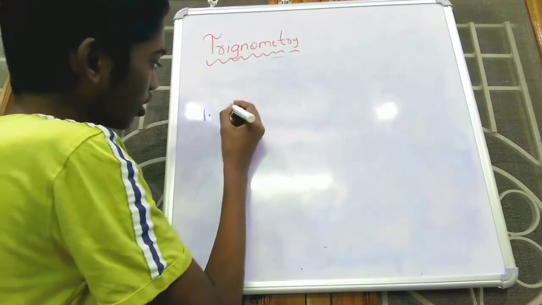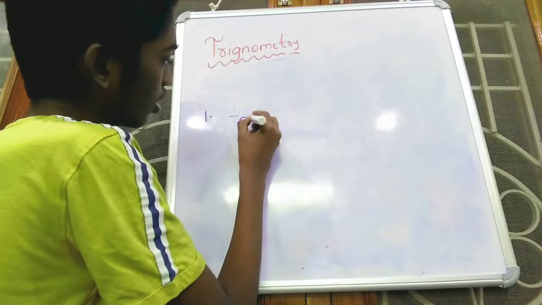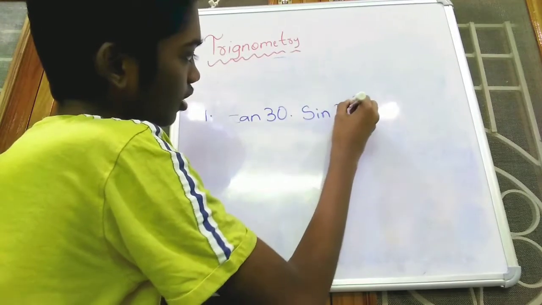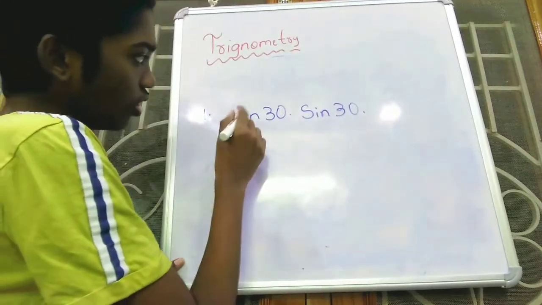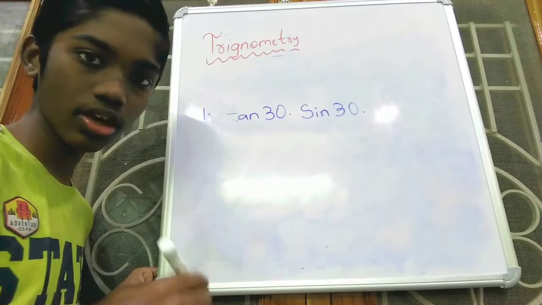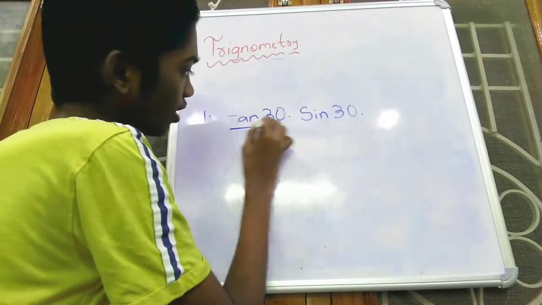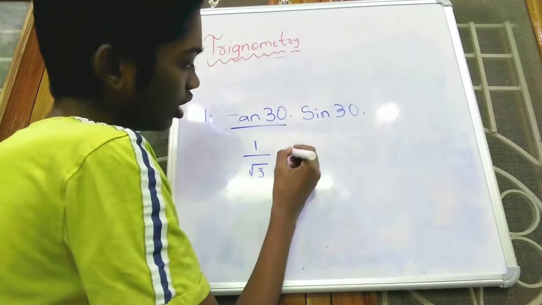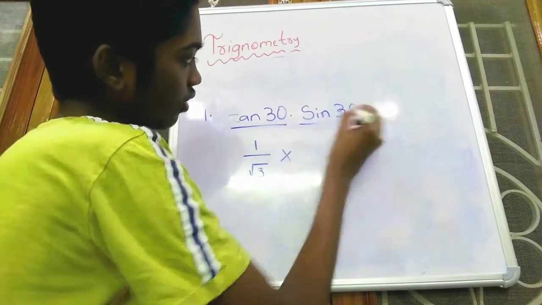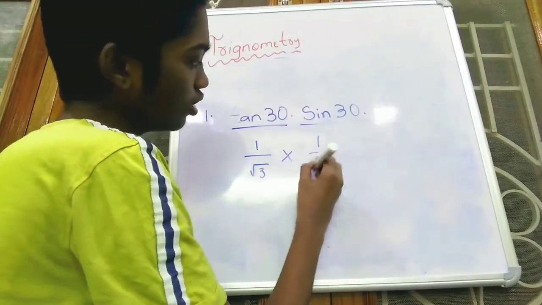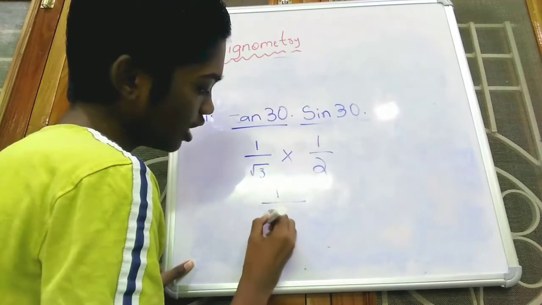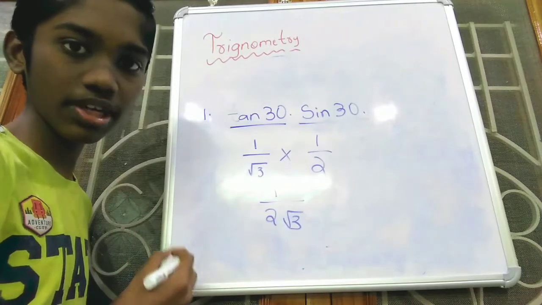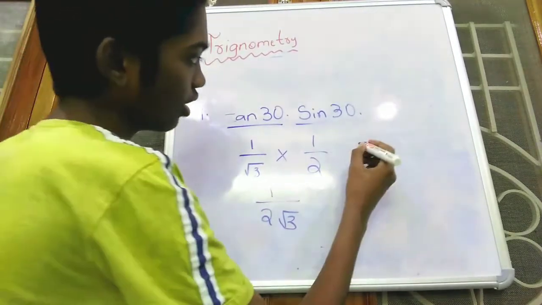So the first question is tan 30 into sin 30. To solve this problem, first you need to remember the trigonometric values. The value of tan 30 is 1 by root 3, multiplied with the value of sin 30, which is 1 by 2, and the answer will be 1 by 2 root 3. It's very simple. The trigonometry chapter is very simple if you remember those values. And we'll do one more problem.